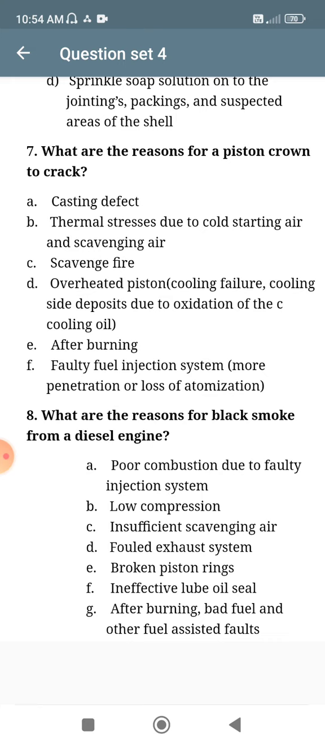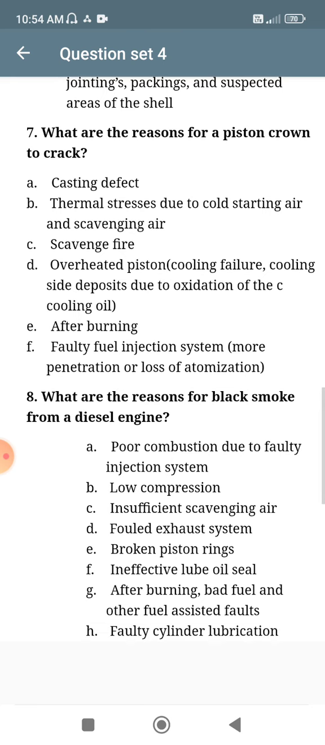The reasons for a piston crown to crack are casting defect, thermal stress due to cold starting air and scavenge air or scavenge fire, and overheated piston. Overheated piston means cooling failure, cooling space deposit due to oxidation of the cooling oil after burning, and faulty fuel injection system, more penetration or loss of atomization.